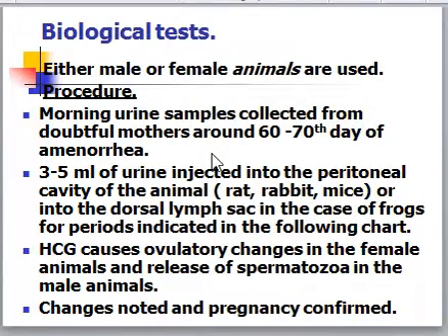So what is the procedure? Morning urine samples are collected from the doubtful mother around the 60th to 70th day of amenorrhea. 3 to 5 ml of the urine is injected into the peritoneal cavity of the animal, either a rat, rabbit or mouse, or into the dorsal lymph sac in the case of a frog, for the period indicated in the chart. Then we check whether changes are noted and the pregnancy is confirmed. So these come under the biological tests.